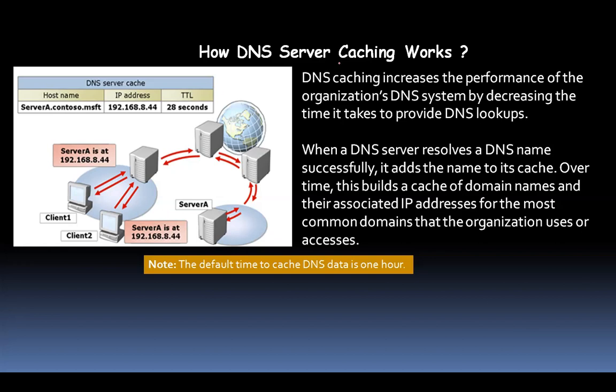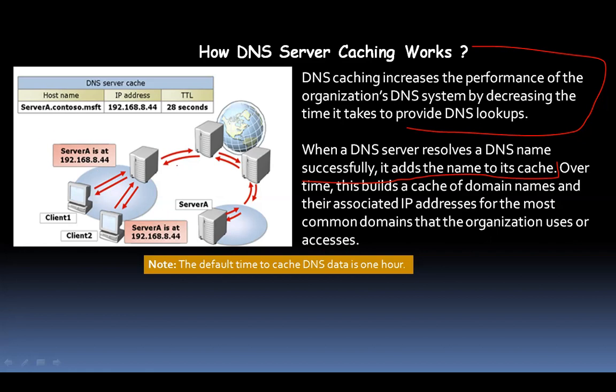Guys, how does DNS server caching work? Very important. DNS caching increases the performance of the organization's DNS system by decreasing the time it takes to provide DNS lookup. How, we will see here. When a DNS server resolves a DNS name successfully, it adds the name to its cache. It will keep it in its memory. Over time, this builds a cache of the domain names and associated IP addresses for the most common domains that the organization uses or accesses.